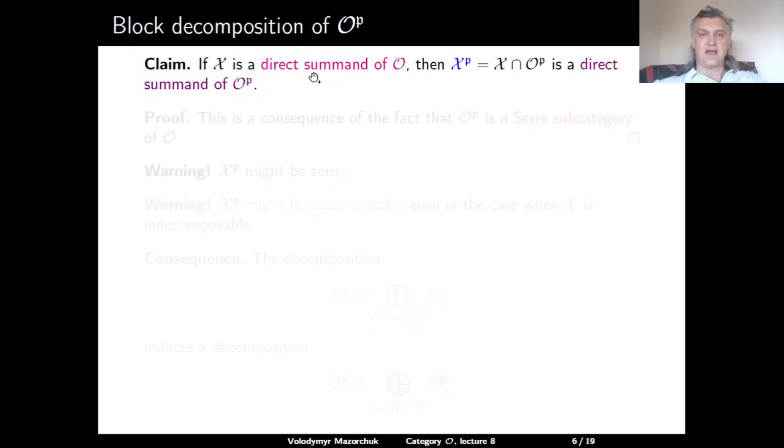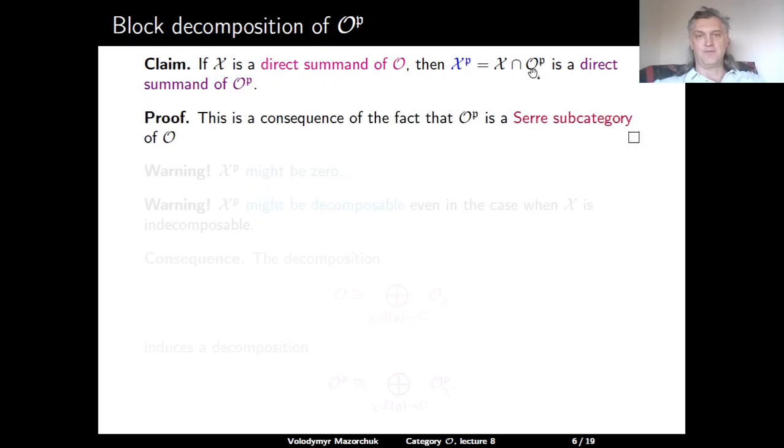So let's now discuss the block decomposition of OP. If we have a direct summand X of category O, then the intersection of X with OP is a direct summand of OP. So this follows immediately from the fact that OP is a Serre subcategory of O. So as soon as we take all simples in X which belong to P, the corresponding XP will be the Serre subcategory of X generated by those simples.